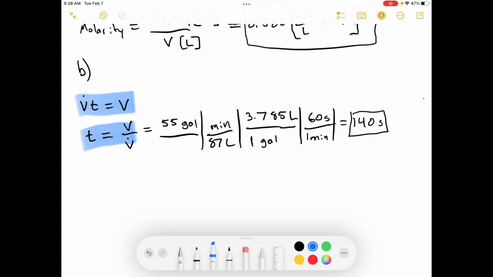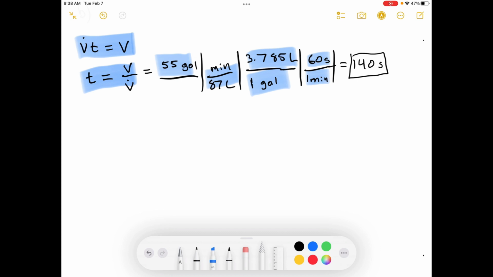And then we're given all of the following information. It's a 55-gallon drum. This is our flow rate, and then we just do the unit conversions to change from gallons to liters and from minutes to seconds. And we're left with 140 seconds.